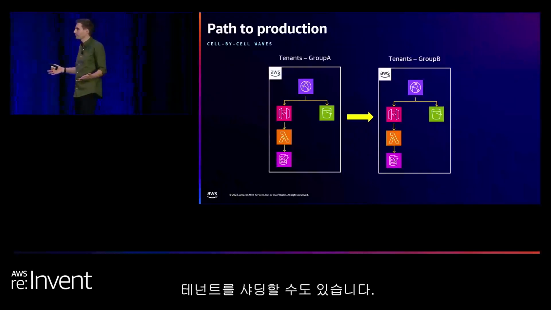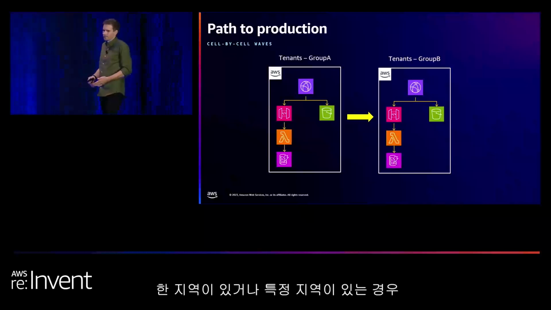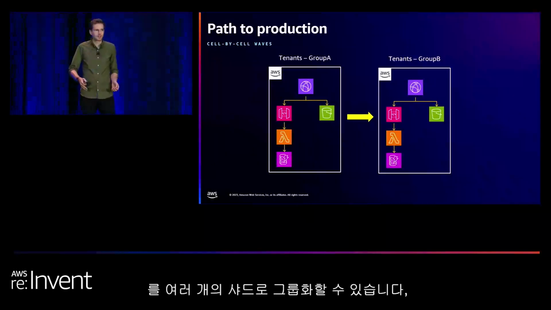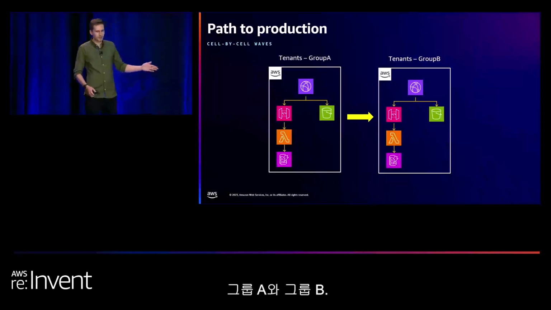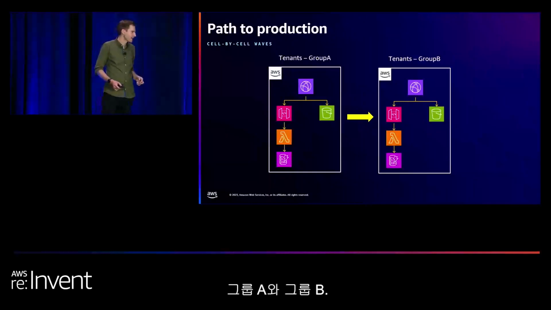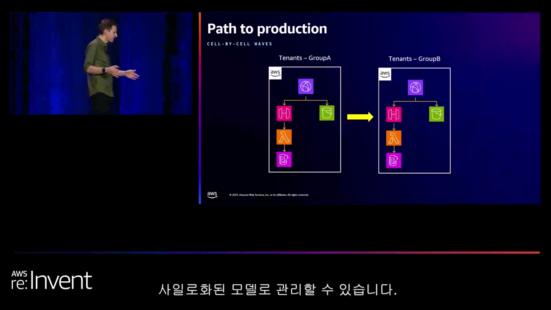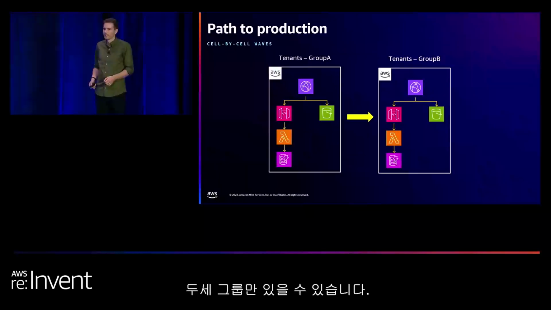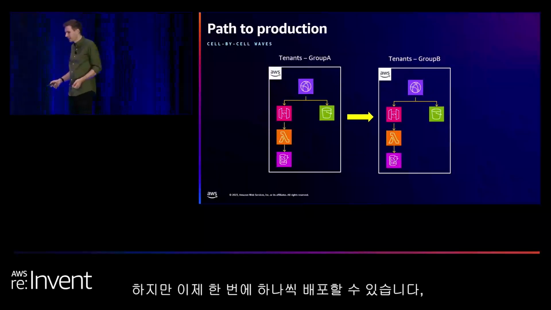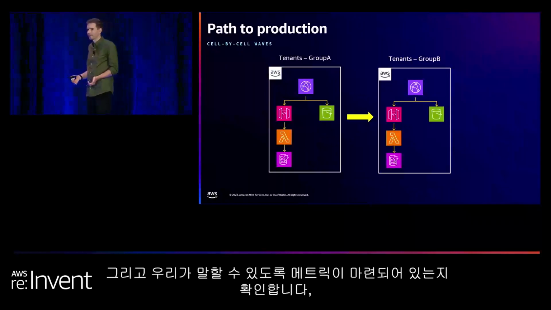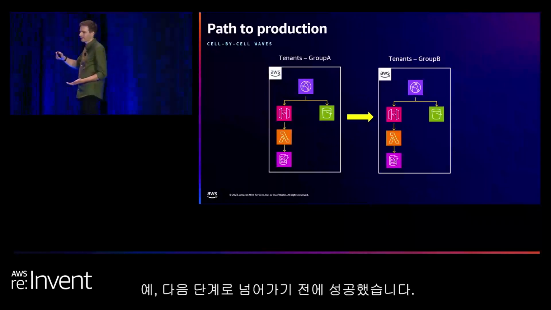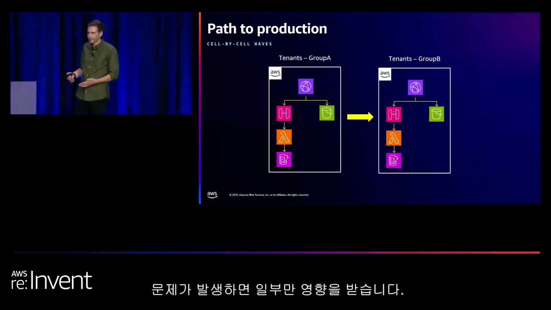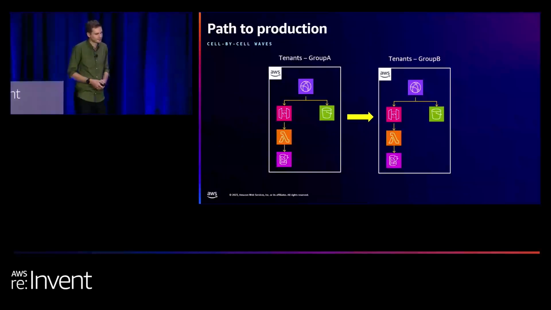We could also just shard our tenants, right? If we have one particular region which has a large number of tenants, we could group them into multiple shards. For example, group A and group B. This is not anywhere near as complex to manage as the siloed model where we had a stack per tenant. We may just have 2 or 3 groups. But now we can roll out to one at a time, make sure that we have the correct monitoring and metrics in place, to ensure that we can say, yes, this was successful, before moving on to the next portion of tenants. And if something goes wrong, we'll only impact a percentage.